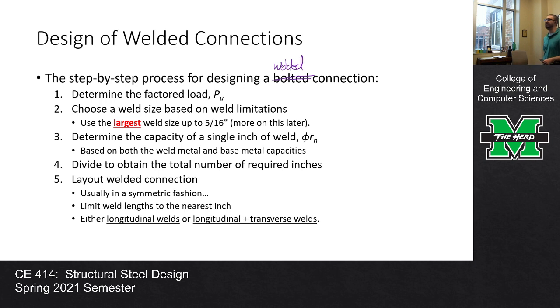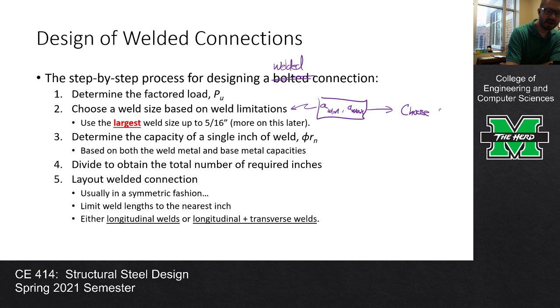Okay, so the step-by-step process for designing a welded connection. First off, we've got to determine the factored load, okay? And then the next thing that we do is we choose a weld size. So we choose the A value, and we do that based off of the weld limits. So we'll look up an A min and A max, and then based on these, we choose an A. Now, what might be a little counterintuitive is that given a range of A min and A max, given a range upon which we would select an A value, ultimately what we're going to do is try and pick the largest weld size that we want, not the smallest.